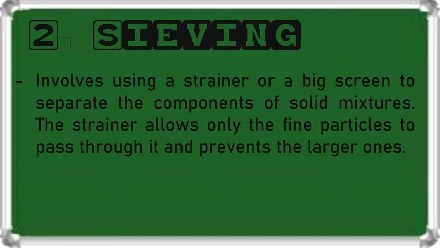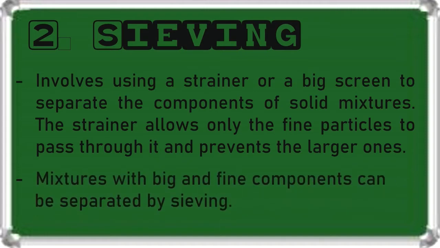Pero dito, sa sieving, so ang strainer daw allows only the fine particles to pass through it. So yung mga pino lang ng mga solid components ng mixture ang pinapayagan ng strainer na makalusot doon sa strainer at prevents the larger ones. So yung mga malalaking components ng mixtures ay hindi nasasama doon sa mga fine particles. Mixtures with big and fine components can be separated by sieving.